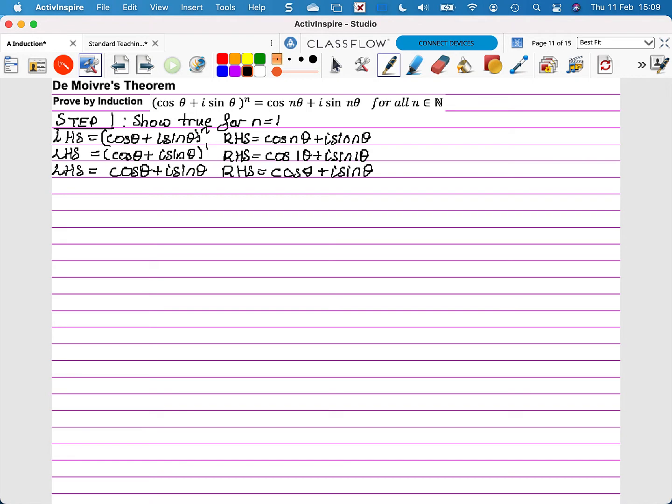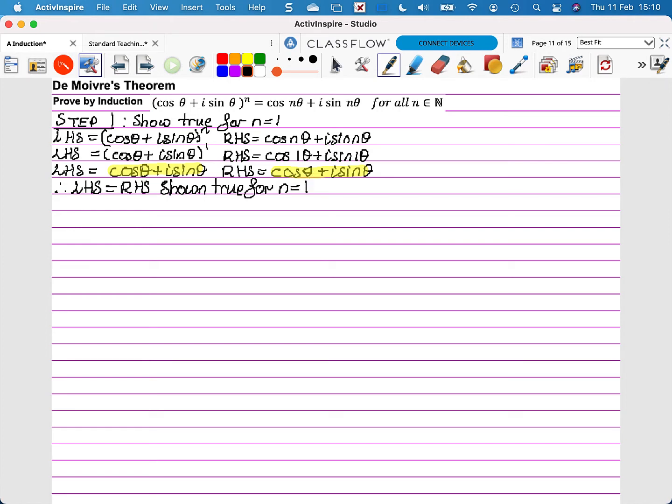And clearly for n equals 1, we have now got that the left-hand side definitely equals the right-hand side. So therefore we can now write left-hand side equals right-hand side, shown true for n is equal to 1.